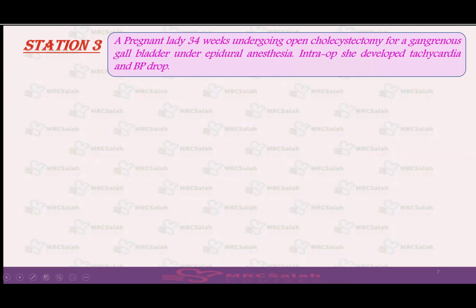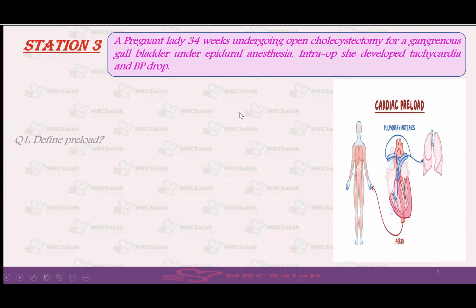A pregnant lady, 34 weeks, is undergoing open cholecystectomy for a gangrenous gallbladder under epidural anesthesia. Intraoperatively, she developed tachycardia and her blood pressure dropped. First question for Dr. Rami, could you define preload, please? The preload is the amount of venous return which distends the right ventricle or left ventricle to its greatest dimension.